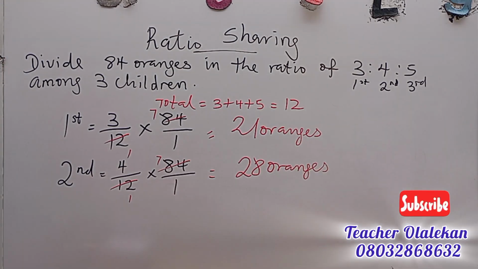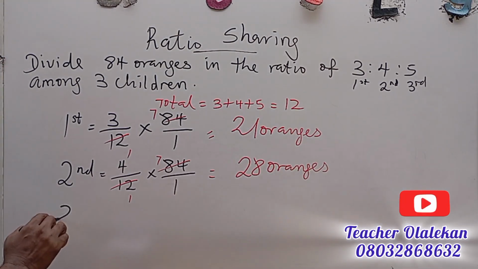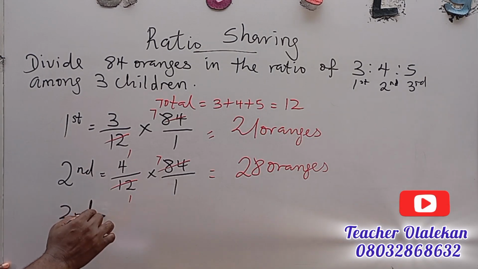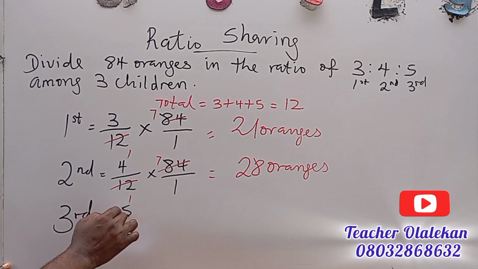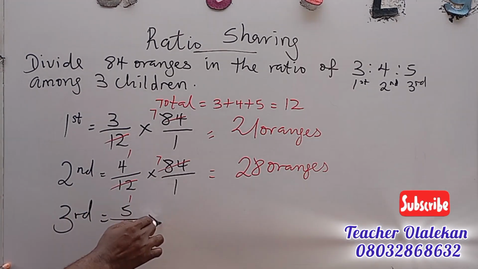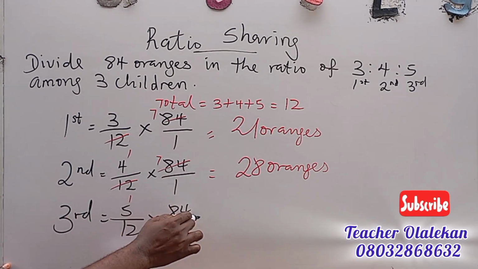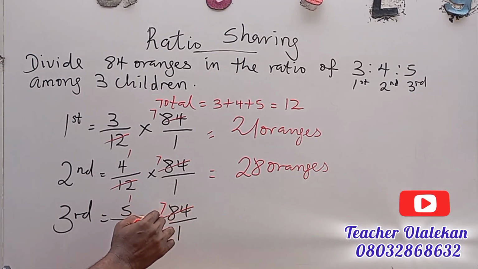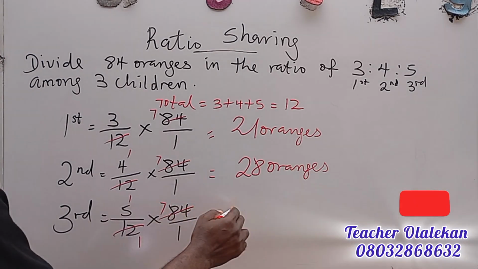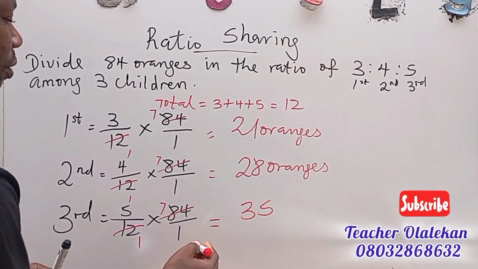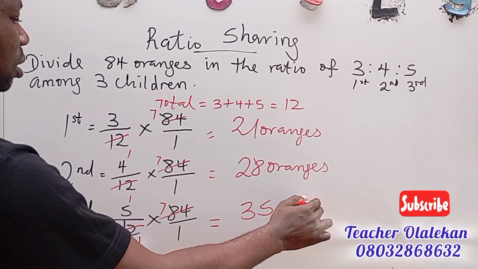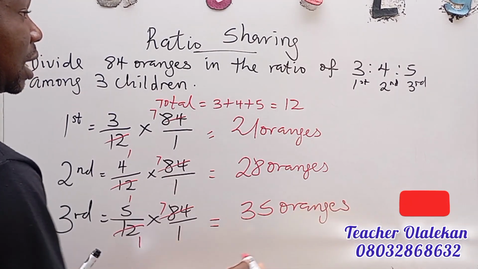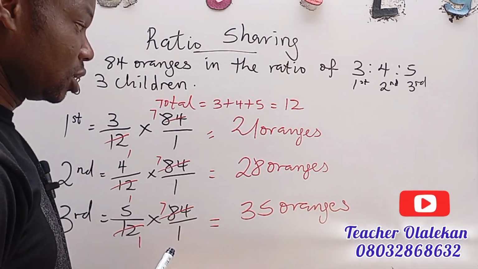And the third child, the ratio is 5. That's 5 over 12 times 84 over 1. So we divide as usual. So that's 12 here 1, 12 here 7. 7 times 5, that's 35. So the third child will get 35 oranges, and that's the largest share.